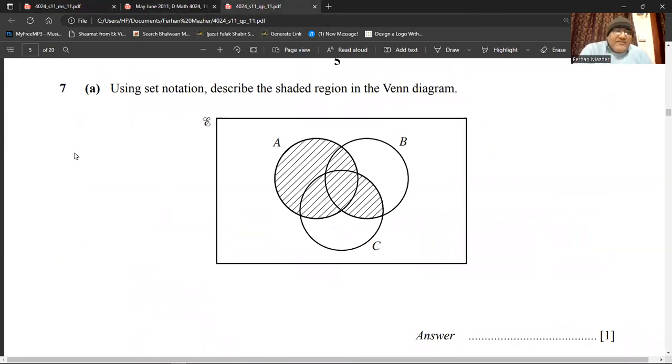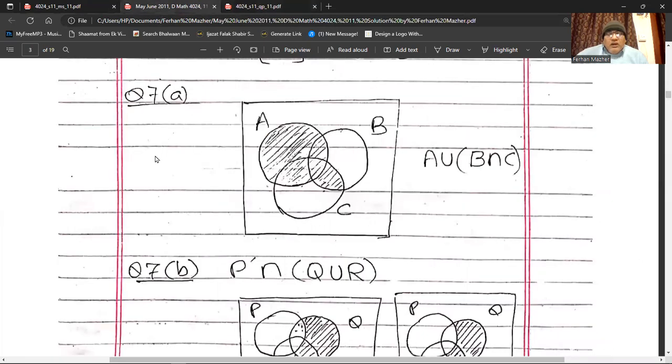Question number 7: using set notation, describe the shaded region in the Venn diagram. Okay, so here they have taken the A and they have taken its union with the common portion of B and C. So it will be A union, B intersection C. This will be the answer.